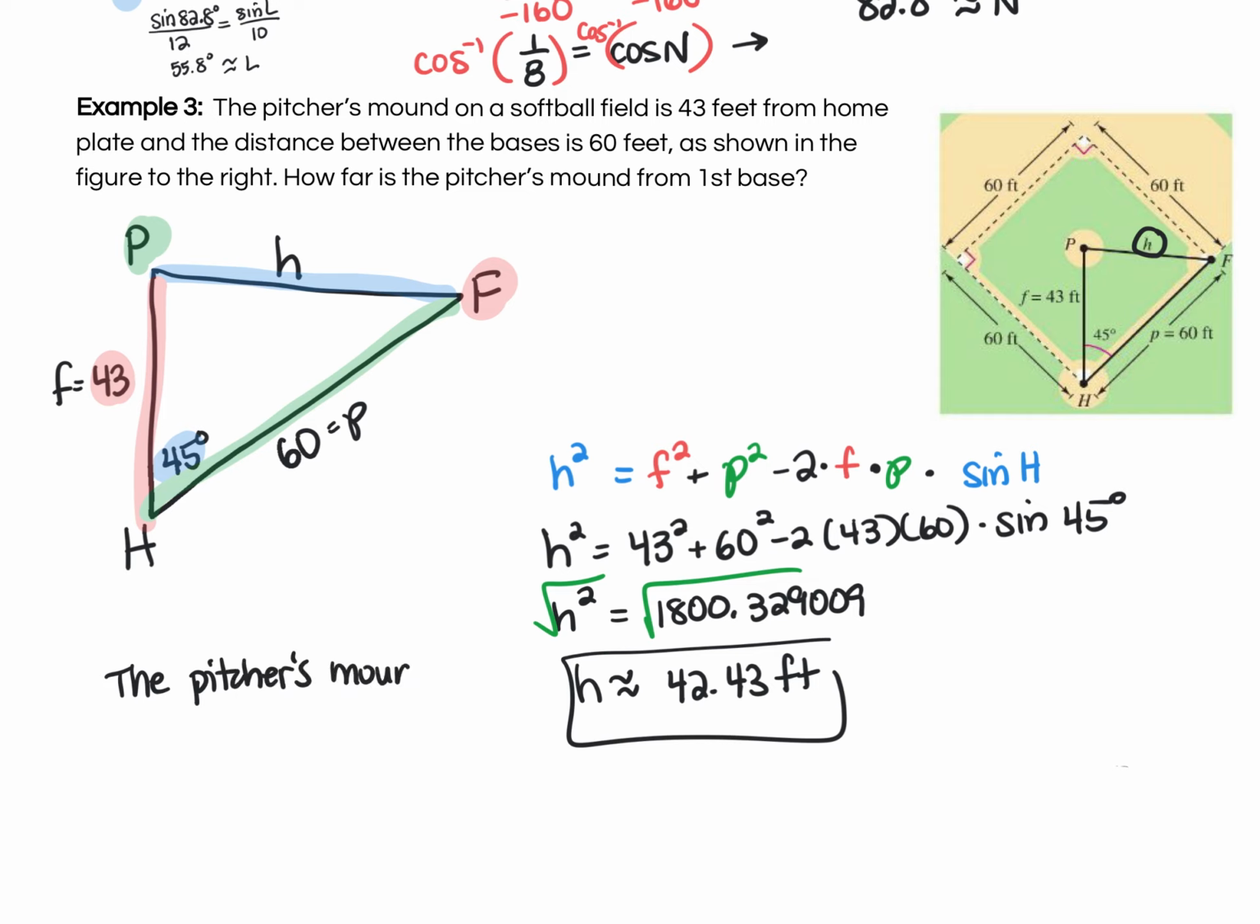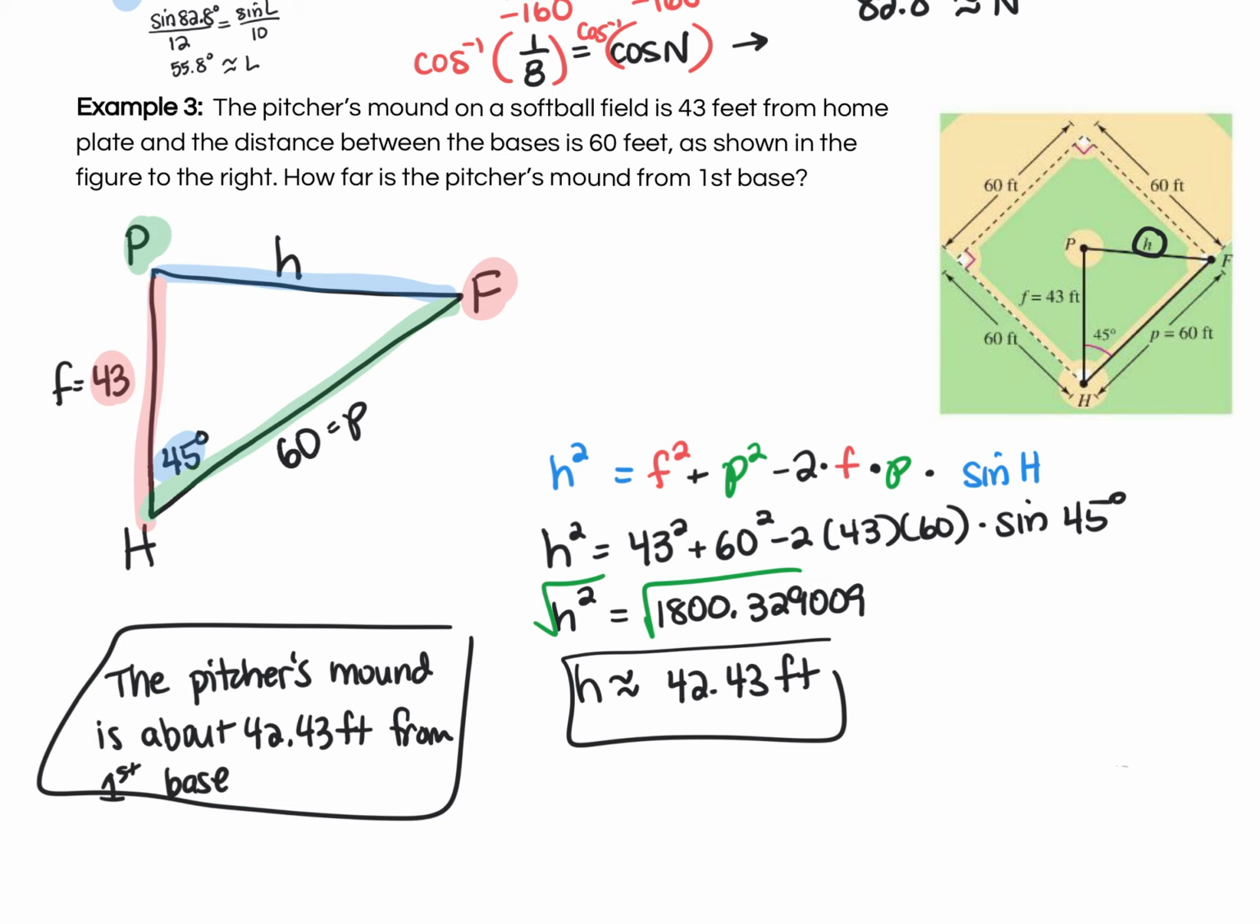So what we can say is that the pitcher's mound, it's always a good idea to answer the question, is about 42.43 feet from first base. And we use law of cosines for that. Now, those of you that play softball, you might be able to tell me if that's actually a true statement. I don't know if those measurements were correct on the picture. I assume they are. But that's the idea.